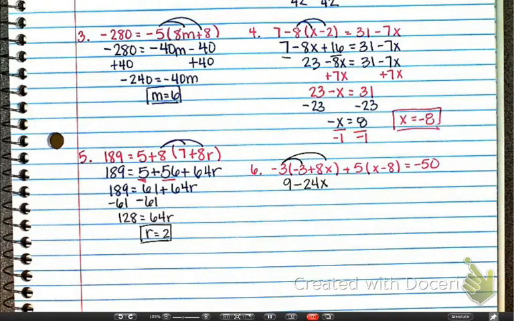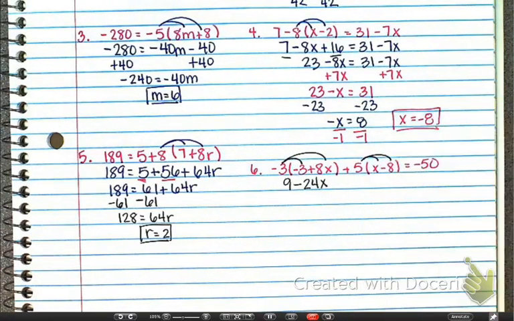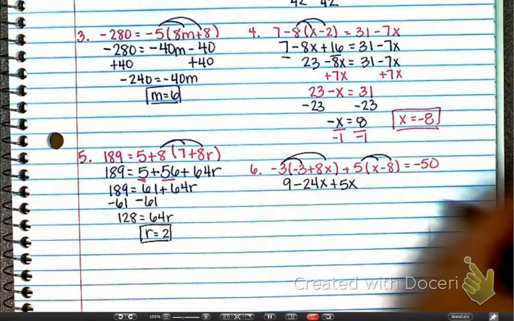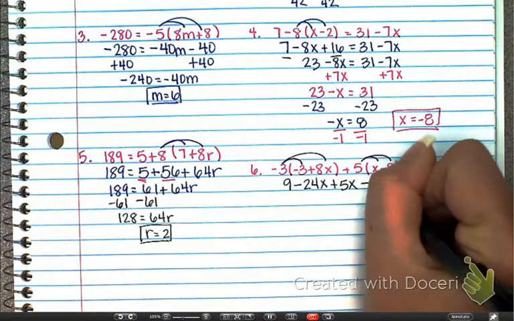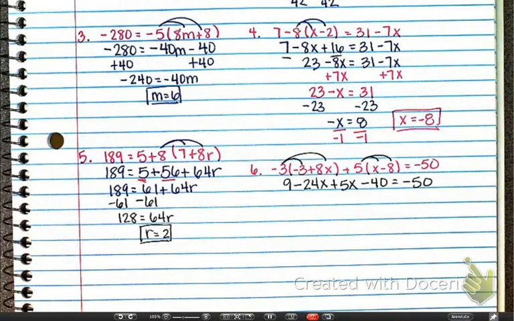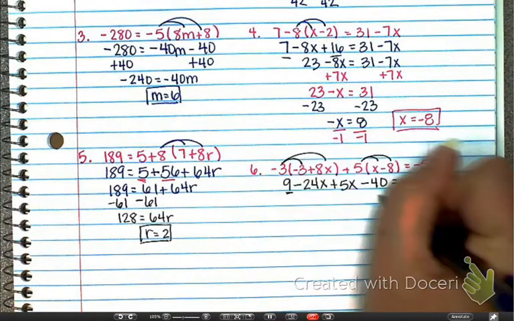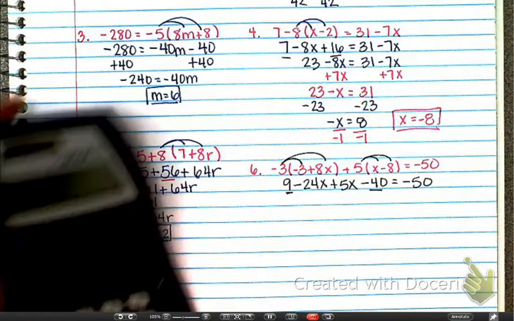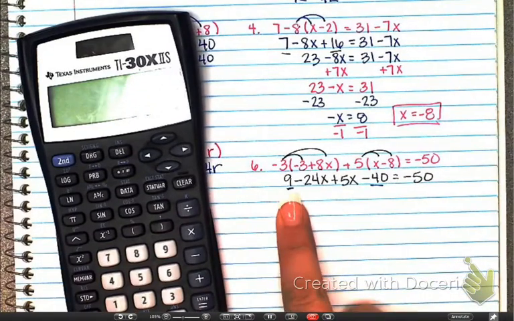Okay, I need to distribute this second set. So 5 times x is a positive 5x. 5 times negative 8 is negative 40. What are my like terms? 9 and negative 40. Okay, if you can't do that in your head, you have a calculator. Literally do what it says. It says 9 minus 40.